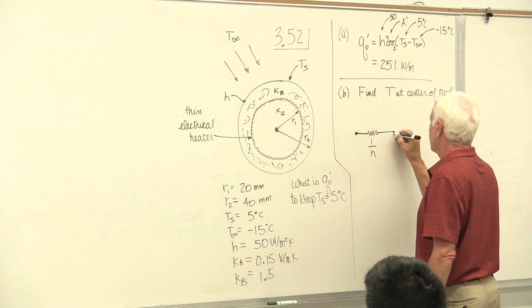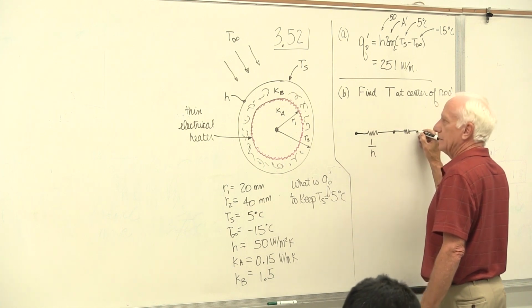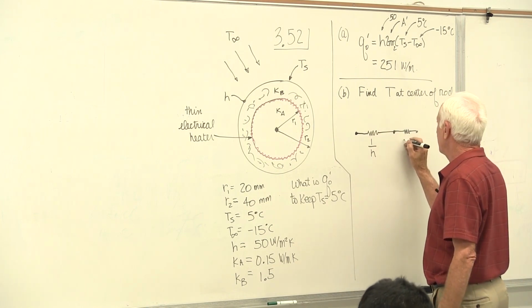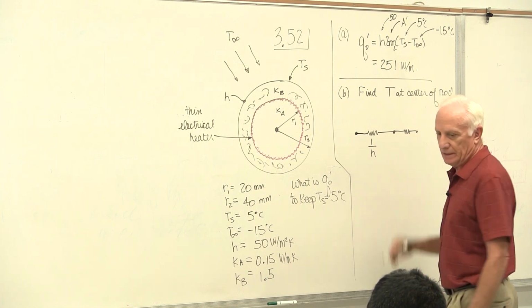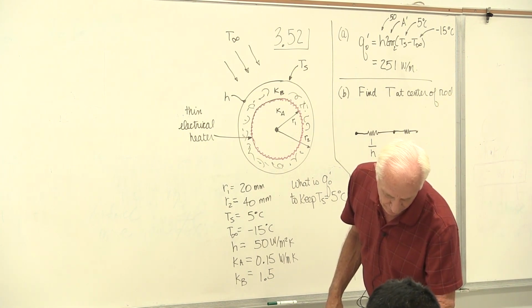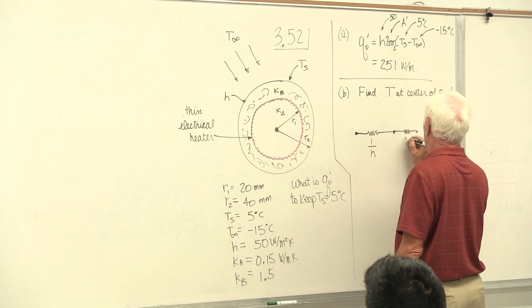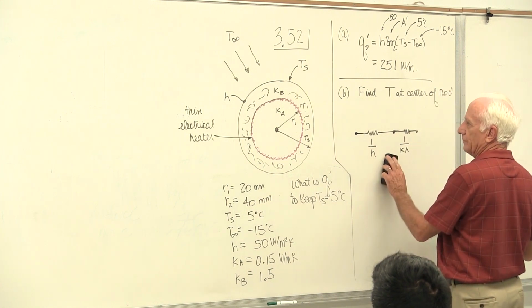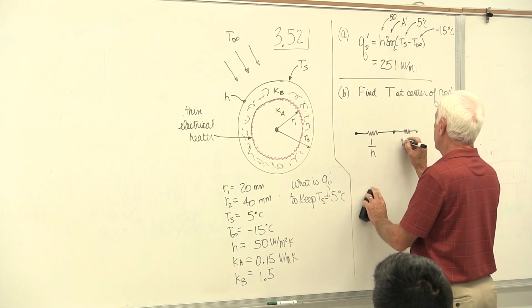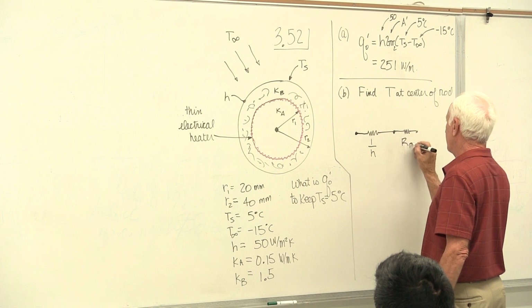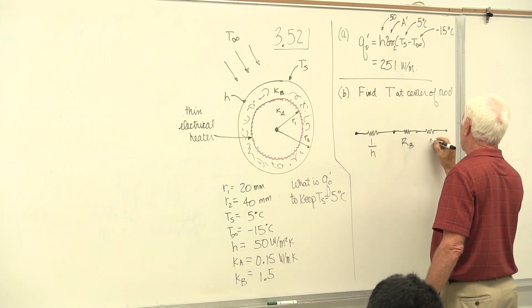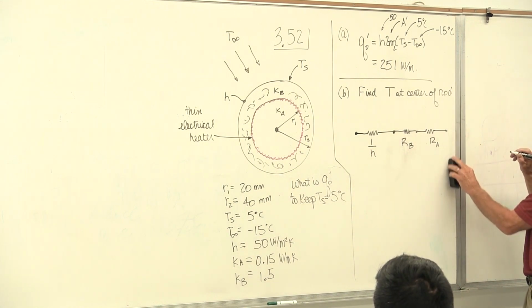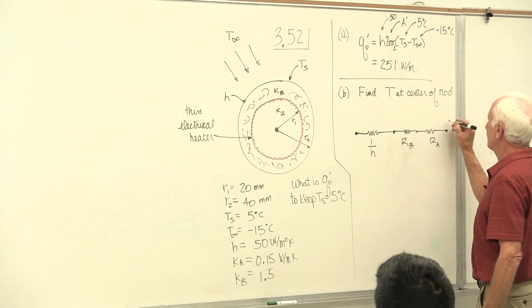1 over h. Let's take the tube here, which is material B, with the thermal resistance per unit length, ln(r2/r1) over 2 pi K_B. And material A, 1 over 4 pi K_A. I'm going to call that R_B and this R_A, to make it simple. And this is the center temperature.